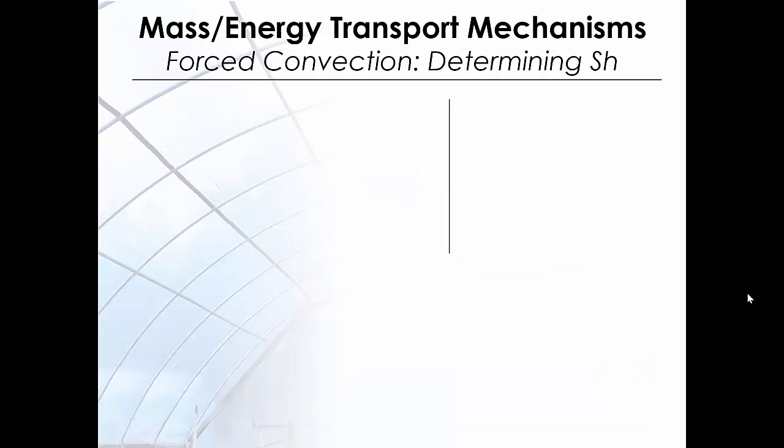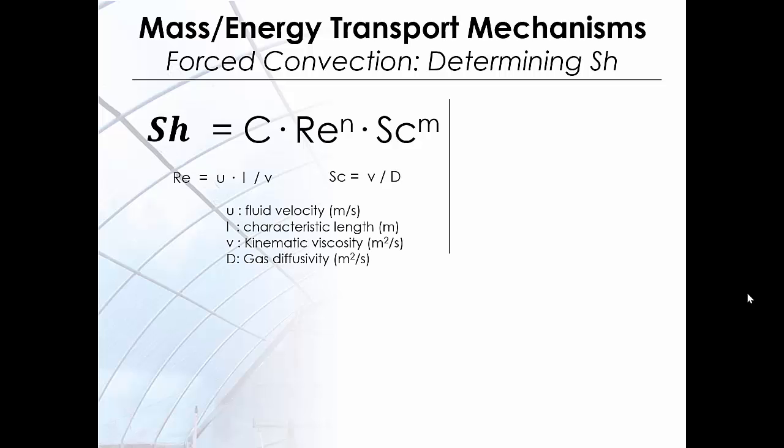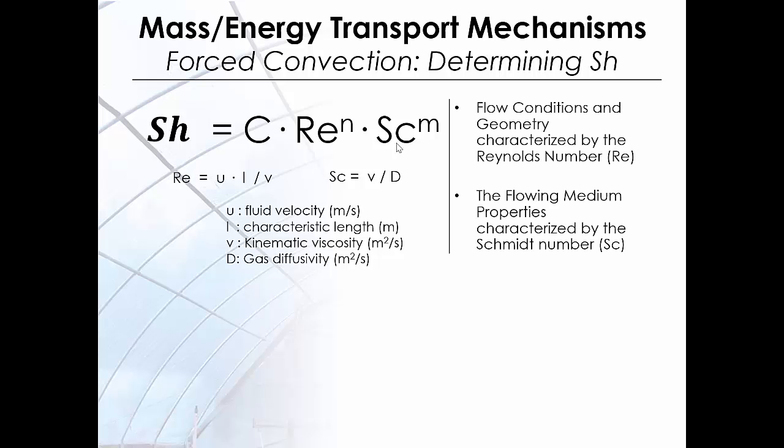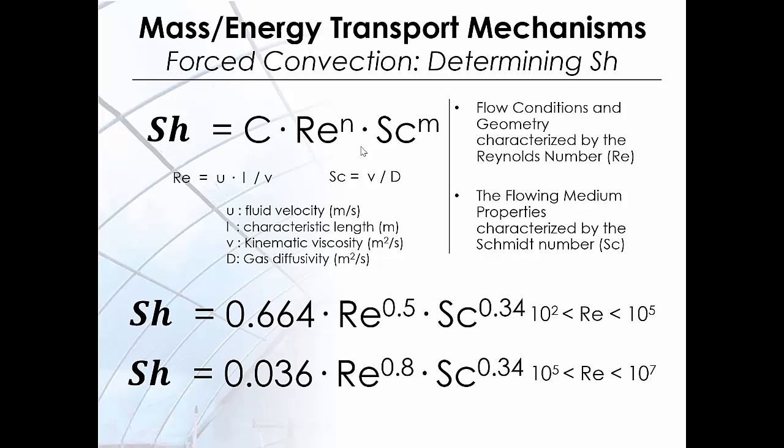Using a similar approach, the Sherwood number is also determined using an analogous equation, for instance this equation, where Sh is the Sherwood number and Sc is the Schmidt number. The Schmidt number also characterizes the flowing medium properties. In regards to the values of C, N, and M in the Sherwood equation here, they are all the same as those explained in the Nusselt number equation in the previous slides. For different ranges of Reynolds numbers, we can use different forms of Sherwood equations, as you can see here on the slide.